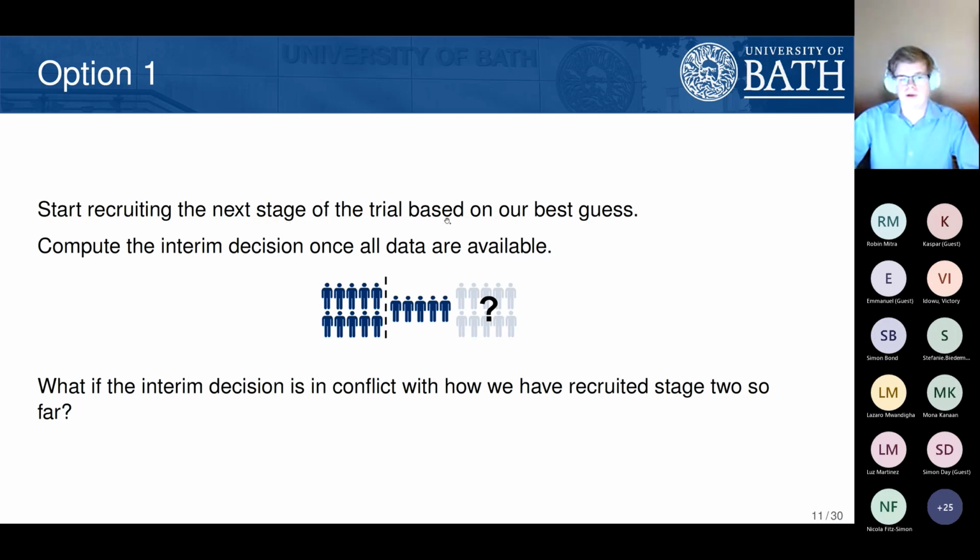So we could start recruiting the next stage of our trial based on our best guess. What at the start of the trial did we think was the most likely decision that we would make at the interim analysis? Let's continue recruiting based on that, under the assumption that we can't just stop and then restart recruitment. Hopefully that seems like an intuitively bad idea for anyone listening on that one. So we compute the interim decision then once all data are available. So we can carry on recruiting cohort 2.